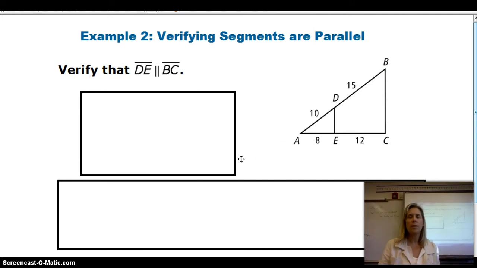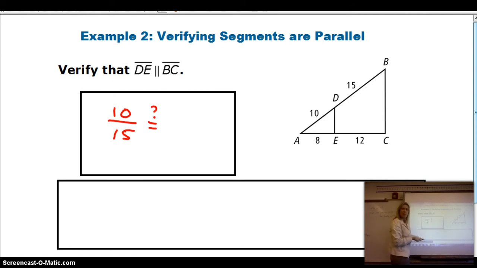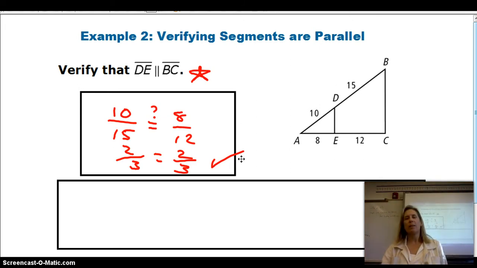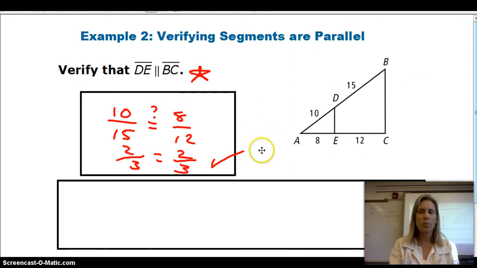And Blake, tell me how to set up proportions to prove it. 10 over 15 equals 8 over 12. So if we're testing it, I'm going to put a question mark. Does that equal 8 over 12? And so when you reduce 10 over 15 down, what do you get? 2/3. Is that the same as 8 over 12? No. Oh, sorry, yes, I meant yes. Okay, by showing the proportionality of the two sides, which are being intersected by DE, we can prove that DE is parallel to BC.